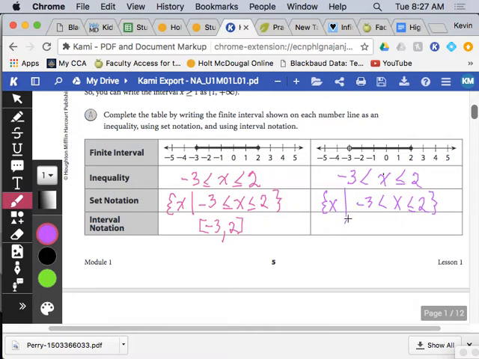So Tyler said I use parentheses, and why, Tyler? Very good. And 2 gets a bracket. Very good, sir. Any questions on this? Pretty clear, huh? Okay, nice.